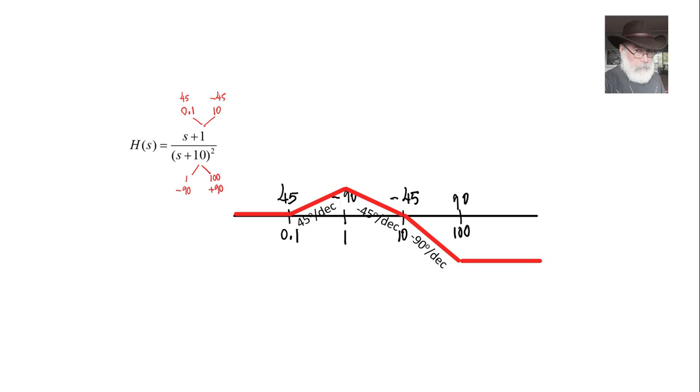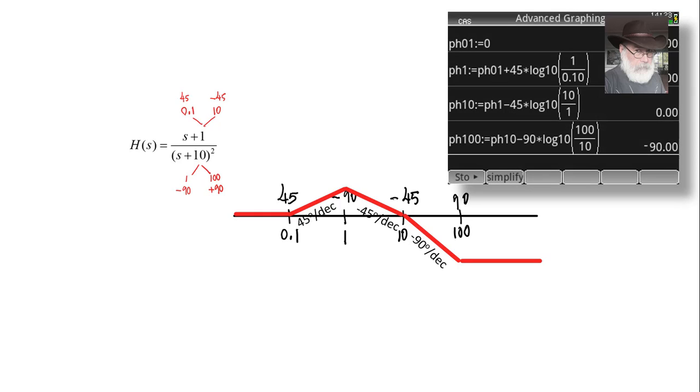What is the entry value? The entry value is 0, of course. There is no 0, 0. There is no pole at 0. 0 is the entry. And then we compute what is the phase at 1 radians per second, what is the phase at 10, and what is the phase at 100. Those are the values. We write them on the plot, and we're done.